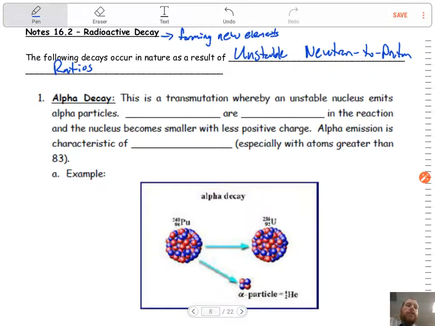Alpha decay. This is a transmutation whereby an unstable nucleus emits alpha particles. Alpha particles, guys, in this decay are products. They're products in the reaction, and the nucleus becomes smaller with less positive charge. Alpha emission is a characteristic of heavy nuclei. So again, especially atoms that are greater than 83, they're more susceptible to undergoing alpha decay.